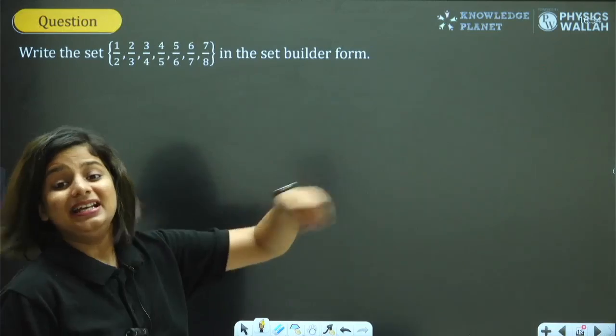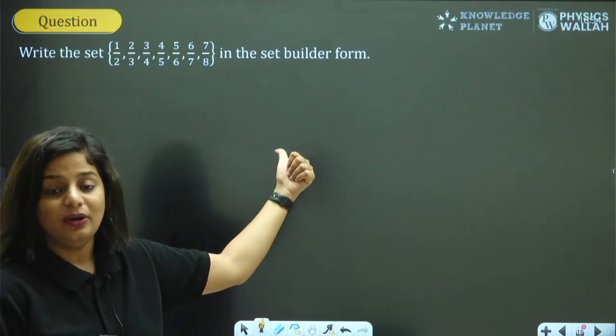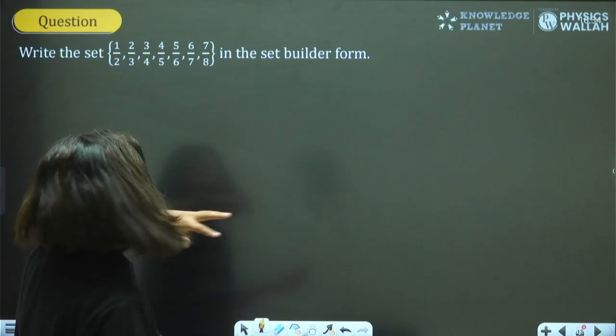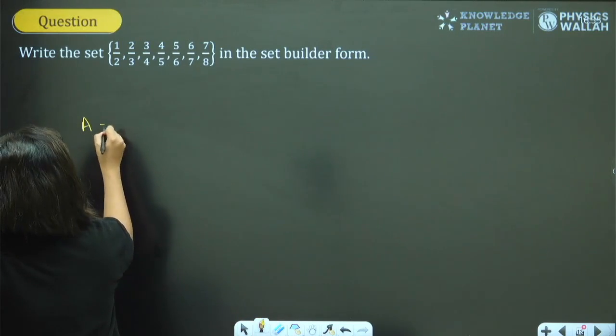Write the set in set builder form. So the previous one was tabular form or list method. This is the set builder form we are going to write in. Observe this carefully.